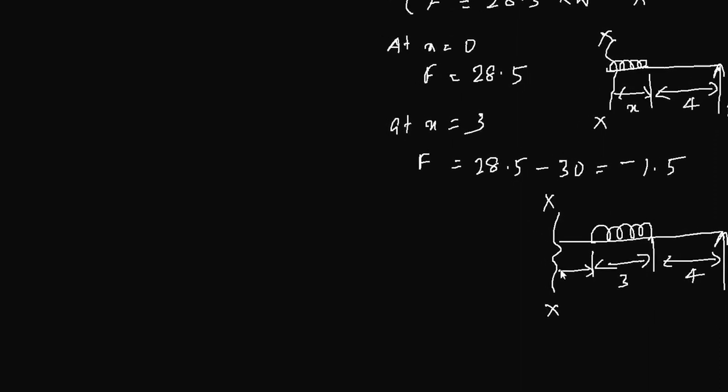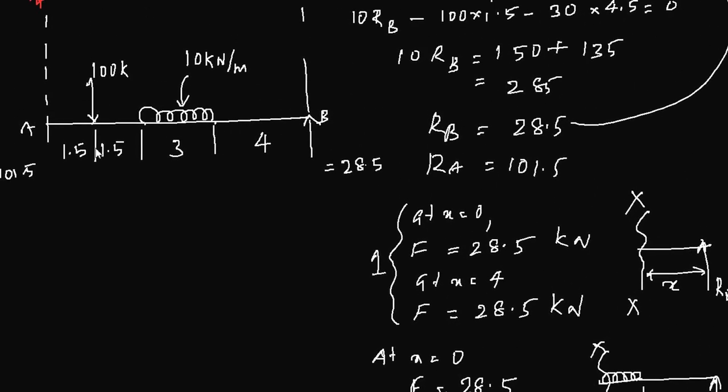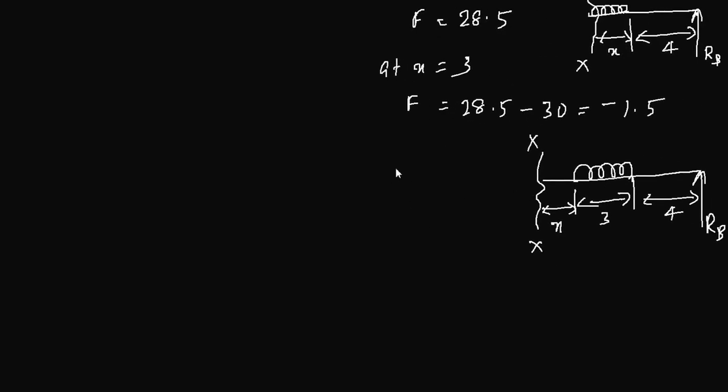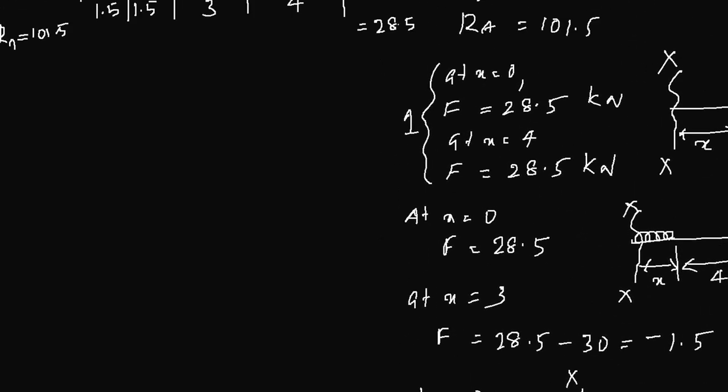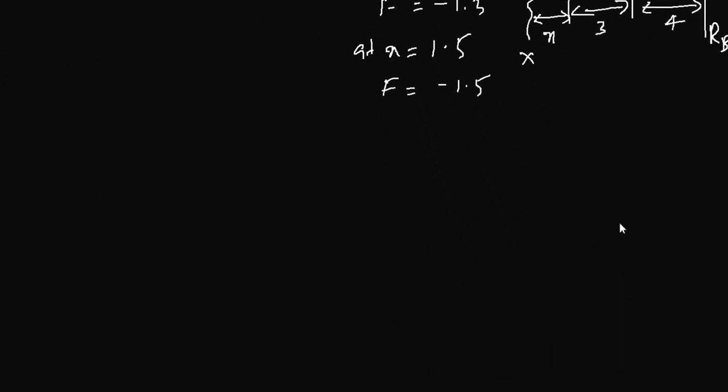So this is your x. Now remember, x varies from 0 to 1.5, and there is no change in the force in between these two sections. So your force will remain the same between those two sections. At x equal to 0, force is minus 1.5. At x equal to 1.5, force is minus 1.5. So in that section no change happens, and you consider the last section now, which is like this.